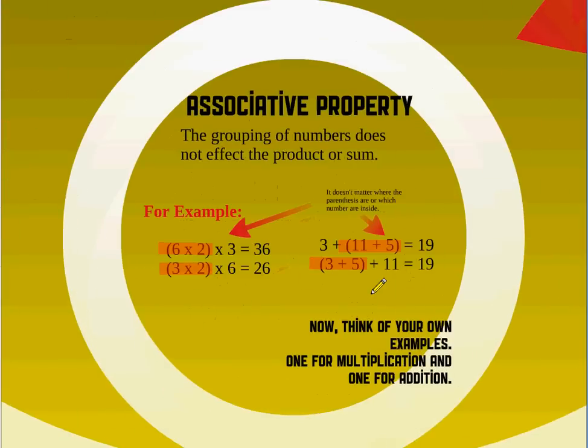So take a look, make sure you get that definition down. There are 2 more examples, and I've highlighted the parentheses so you can see it doesn't matter where the parentheses are or which numbers are inside. The grouping of numbers does not affect the product or sum for the associative property, and that works for addition and multiplication. And now you're going to pause me. I promise I'll be here when you get back, and think of your own examples for multiplication and addition. Make sure you get both.